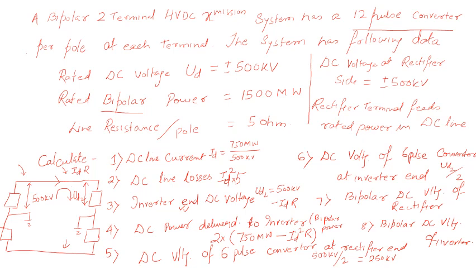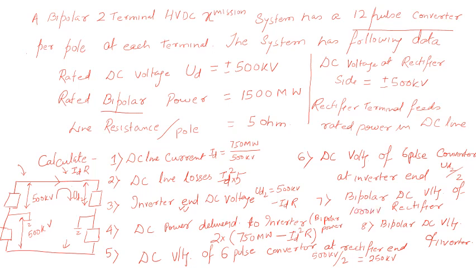Bipolar DC voltage, at which end are we talking? That is at the rectifier end. So bipolar means double. Bipolar means double of the DC polar. So this monopole has 500 kV, and double of that 500 kV is coming from here. So bipolar DC voltage is 1000 kV.